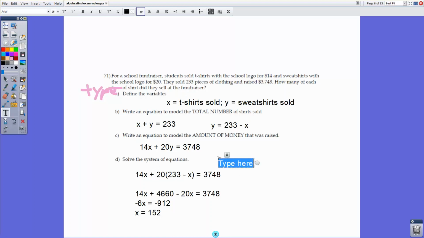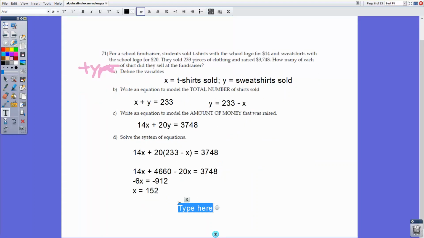So they sold, is this the end of it? Yeah, that's it, okay? So 152 T-shirts and 81 sweatshirts, okay?